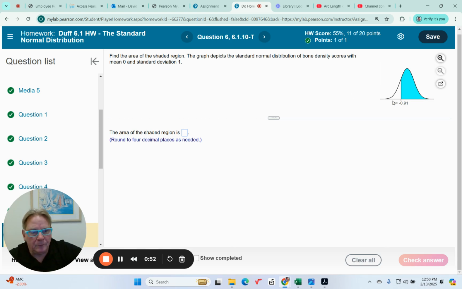So here we have a normal curve, and we have a z-score of negative 0.91. Now, what that means is we are at a value that's 0.91 standard deviations below the mean. A z-score is simply a measure of how many standard deviations you are above or below the mean. So how do we do this?